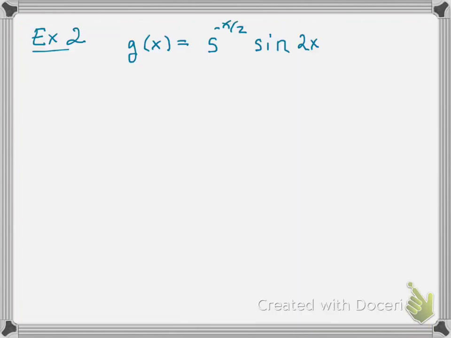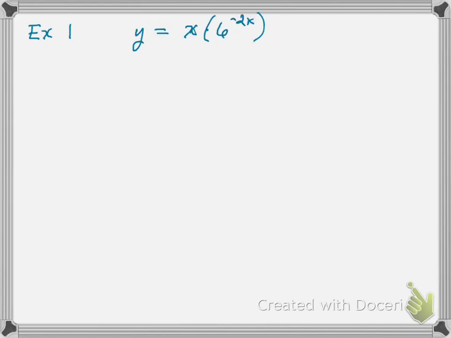Our example 1, I've actually got a couple slides over here. Here's example 1. We have y equals x times 6 to the negative 2x power. So if I'm doing a derivative and my function has two things multiplied together and those two things both have an x in them, that means I have to use the product rule. So product rule means I need a u and a v. So my u is going to equal x, and my v is going to equal 6 to the negative 2x power. So u prime, like always, will be just a 1.